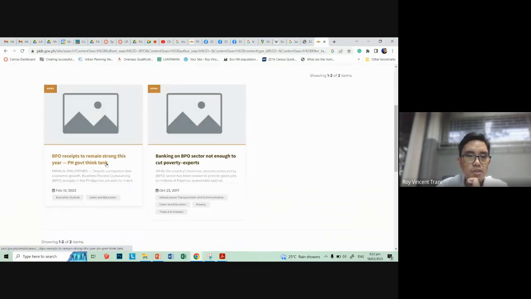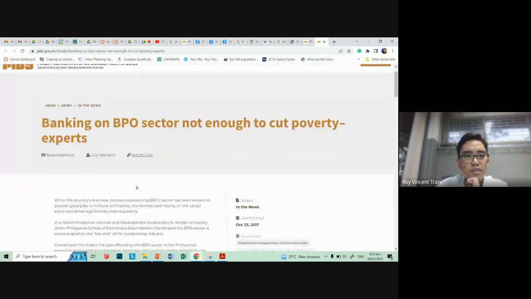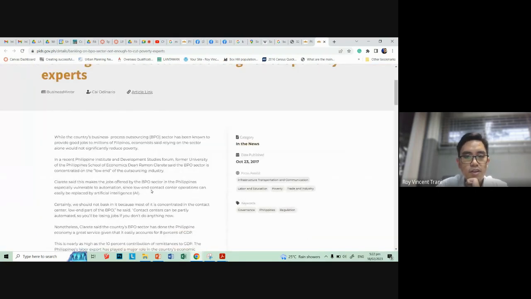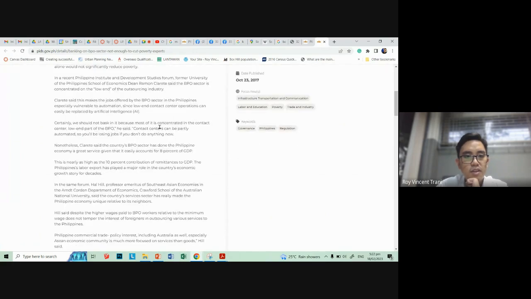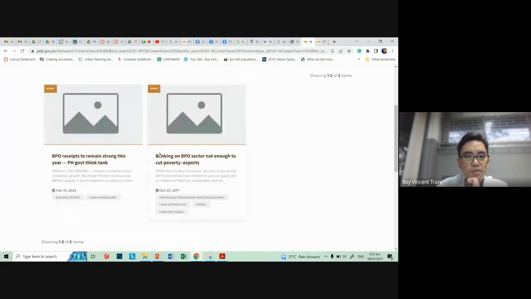BPO receipts to remain strong this year. Philippine government think tank says banking on the BPO sector is not enough to cut poverty, according to experts. Let's check the one from 2017. So this is a news article. Known to provide good jobs. It said relying on the sector alone would not significantly reduce poverty. It's more about poverty, so not really what we want. Let's see here. What about this one?